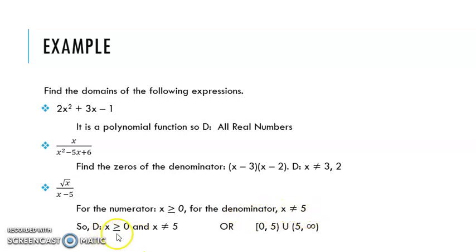Notice what I did. There are two ways you can write that. You can write the inequality and that x can't be 5, or you can write it in interval notation. Notice in my intervals, I'm including 0 all the way up to 5, but 5 is not included. And I'm uniting it with the set from 5 to positive infinity. Again, that 5 is not included. So those are the two ways I can write that domain.